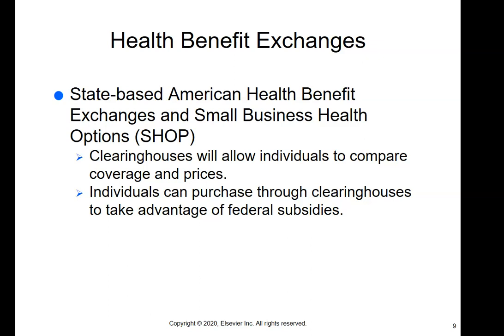Individuals who receive coverage through an employer will continue to select and purchase plans as they do now. Individuals and small businesses of up to 100 employees can purchase qualified coverage, and states can allow businesses with more than 100 employees to purchase coverage beginning in 2017.